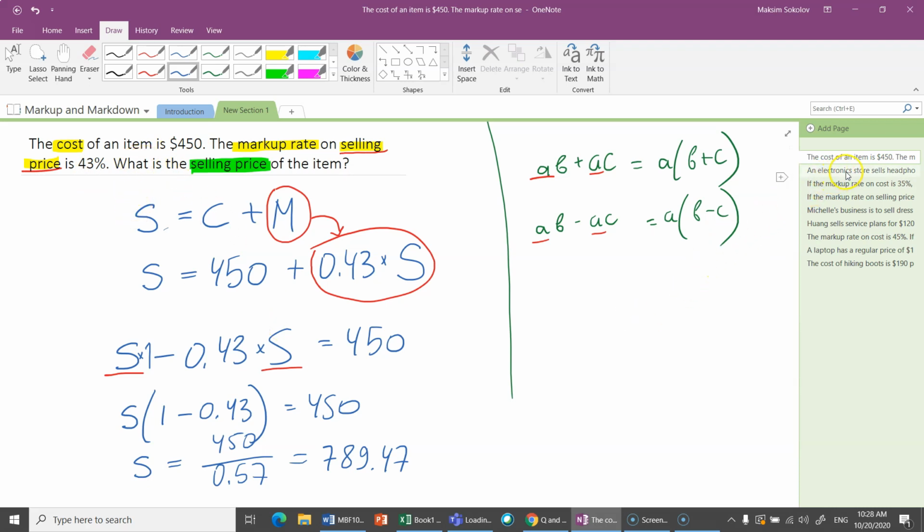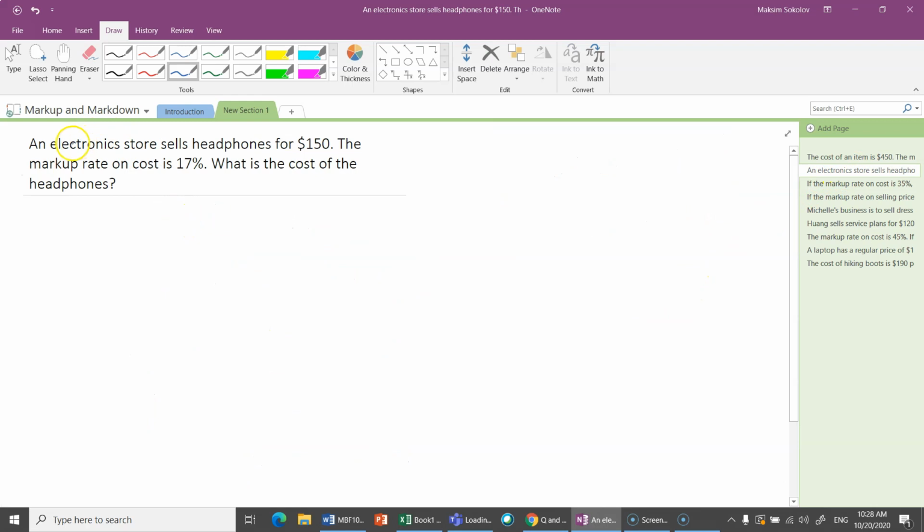Let's go ahead to the next problem. The next problem reads, an electronics store sells headphones for $150. The markup rate on cost is 17%. What is the cost of headphones?